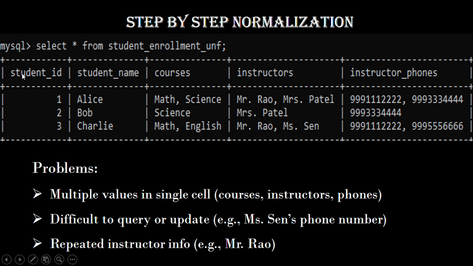So first we'll look at this example and see how we can normalize this data. We have a student's enrollment table. Here you can see in each cell we have multiple values. So the problem is that multiple values exist in each cell, and because of such multiple values in each cell, it is difficult to query or update. And then even the data is repeated: the instructor's name is repeated, courses are repeated. So let's see how we can handle this.